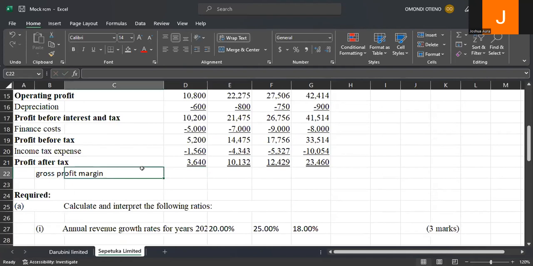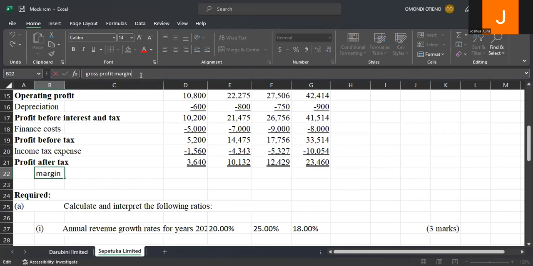Optimistic, Joshua, they told us about 20% more. 20% more is the same as 1.2. So gross profit margin, thank you so much. So could you kindly go ahead and give us this gross profit margin for each year? Those are free marks. So Omondi, please give us the gross profit margin.